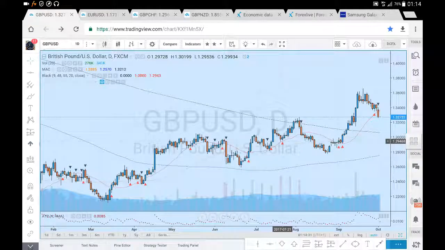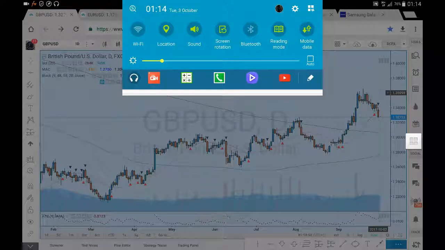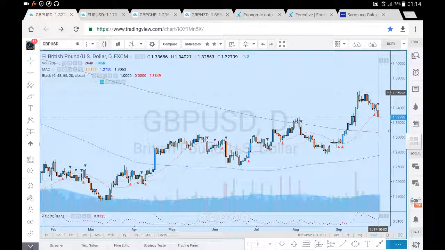So this is the pound USD analysis based on EOD, end of day trading. As you can see here, we've just received a signal. It was yesterday, Monday, the 2nd of October. Now, let's just see where prices opened. Prices opened at 32.70. Okay, let's just work with that.